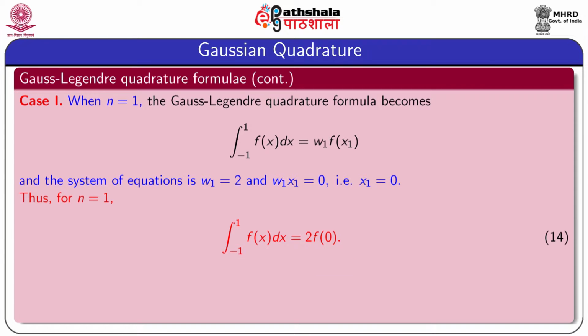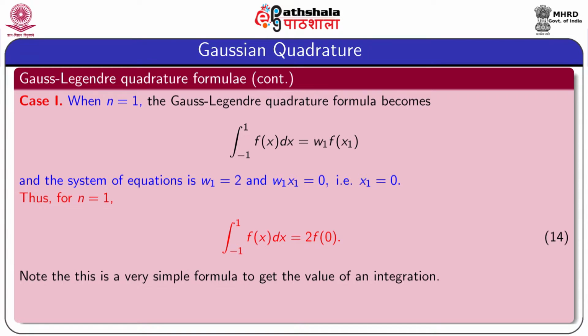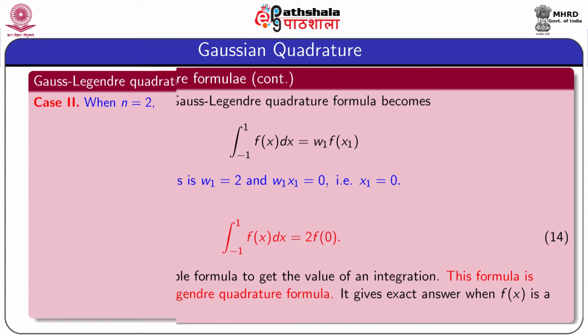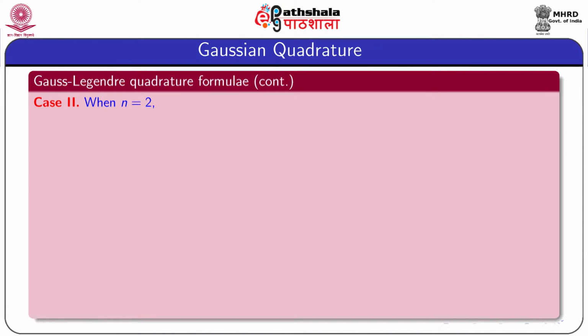Note that this is a very simple formula to find the integration of any integrable function f(x), and that value is the functional value at 0 times 2. This formula is known as the one-point Gauss-Legendre quadrature formula, and it gives the exact answer when f(x) is a polynomial of degree 1. In case 2, we consider n equal to 2.